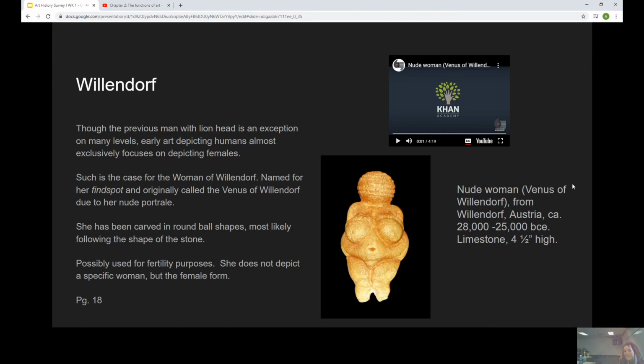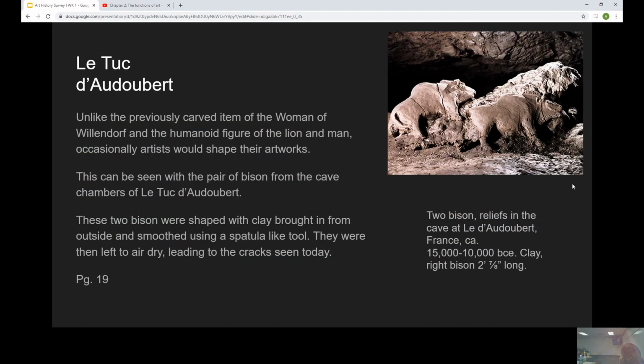So yeah, very interesting figure. As they said, there are many, many nude female figures that have been found. Maybe we'll find a male figure, but we have found a lot of animal figures. So yeah, this is Leituk Adalbert. So we are now in France, which means that we're going to get to listen to my non-existent French because I don't know that.